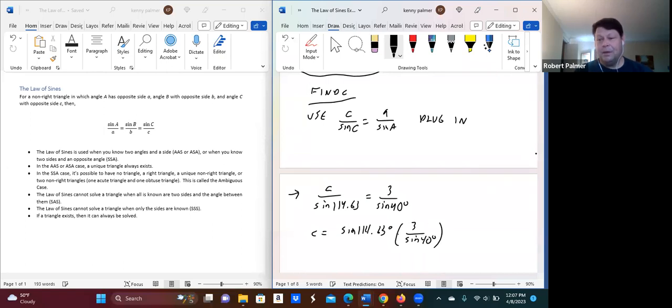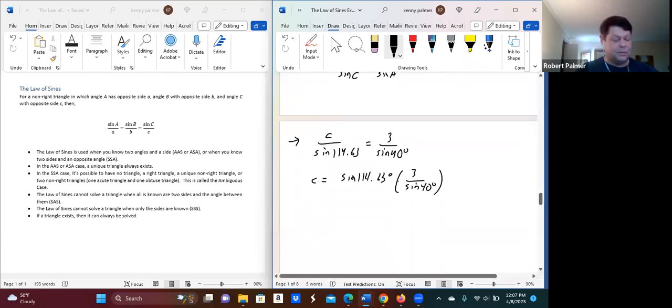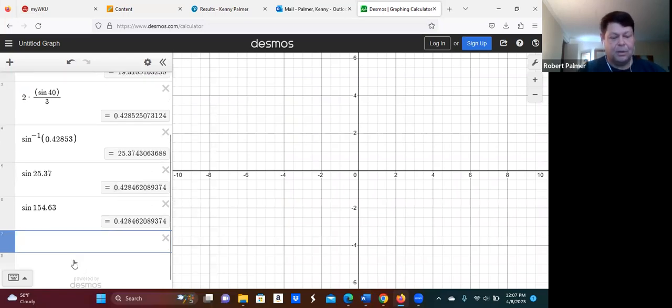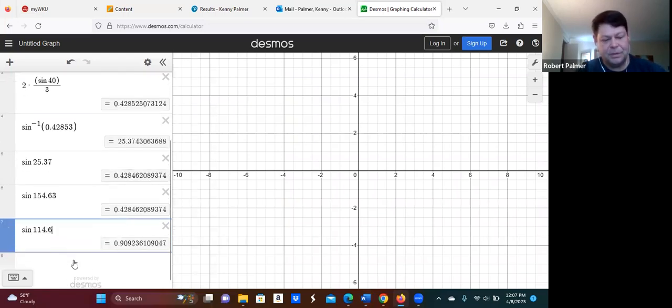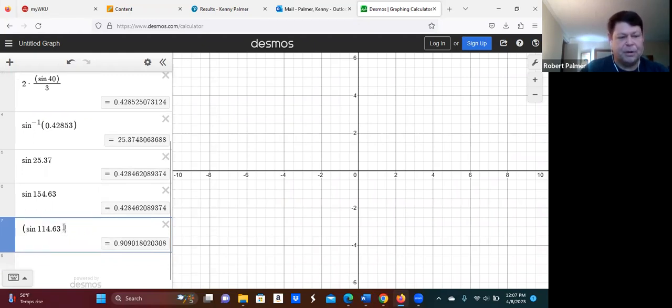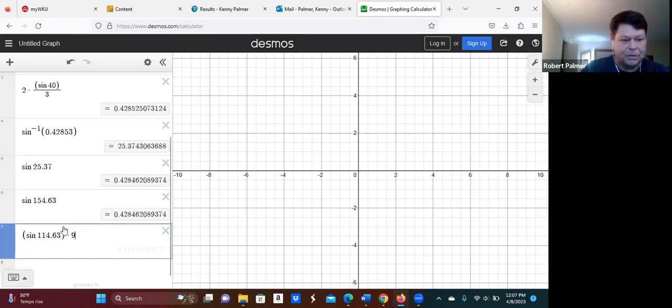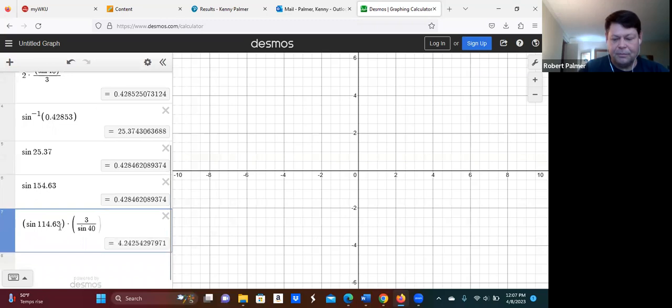Okay. And then let's just plug that into Desmos and see what we get. So we have the sine of 114.63. And also let's put parentheses around that, so Desmos will know I'm not trying to take the sine of everything else. Then times that fraction, so it's 3 divided by the sine of 40. And my value is approximately, to two places, 4.24. Okay, 4.24.